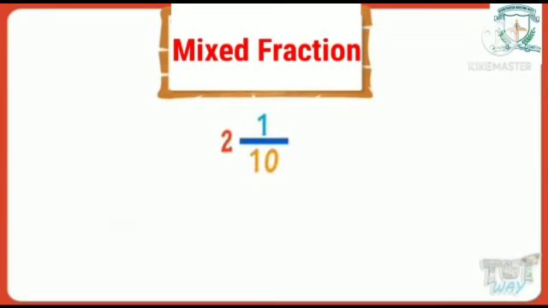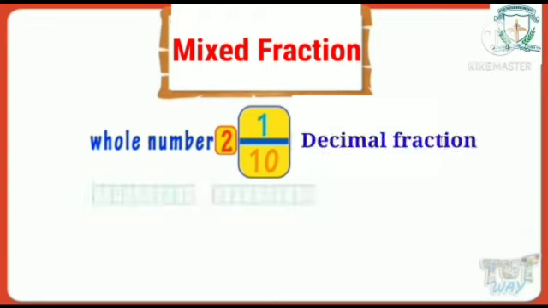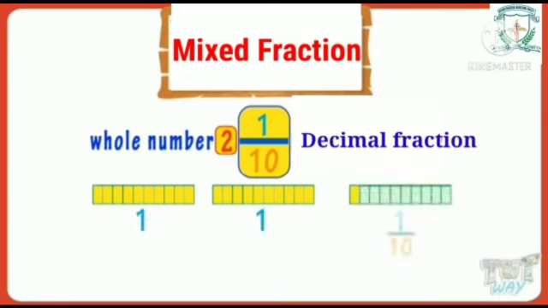Conversion of mixed fractions into decimals. A mixed fraction is a combination of a whole number and a proper fraction. 2 is a whole number, 1 by 10 is a decimal fraction. Observe the three rectangular strips of equal size which are equally divided into 10 parts. The first and the second strips are fully shaded, and in the third strip only one part is shaded.